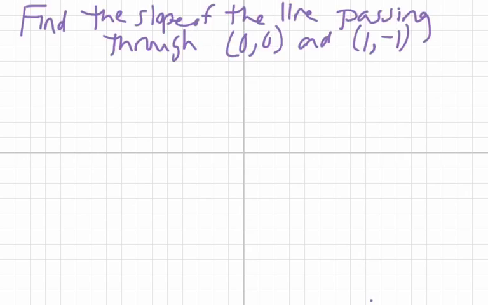Okay, next one. Find the slope of the line passing through 0, 0, and 1, negative 1. I do want to point out, notice it says the slope of the line. It doesn't say the slope of a line, because once you put 2 points on that coordinate plane, there's only one line that goes through both of those points. So let's go ahead and plot them and see what this looks like. So we have 0, 0, and 1, negative 1.